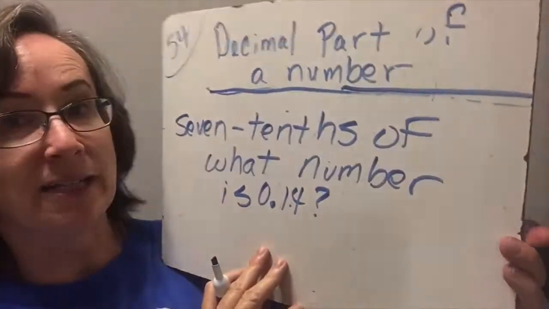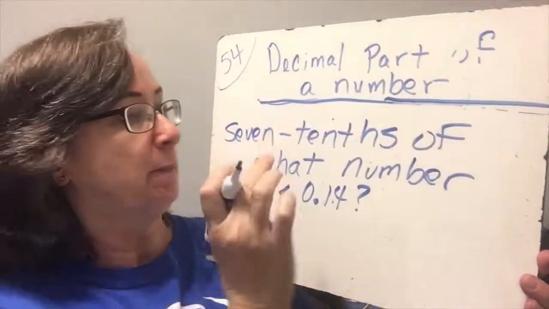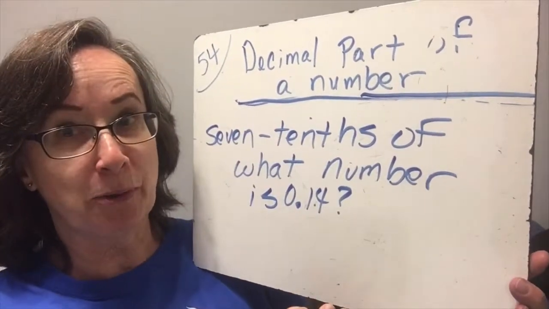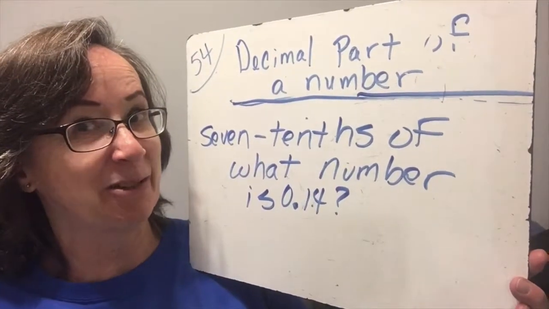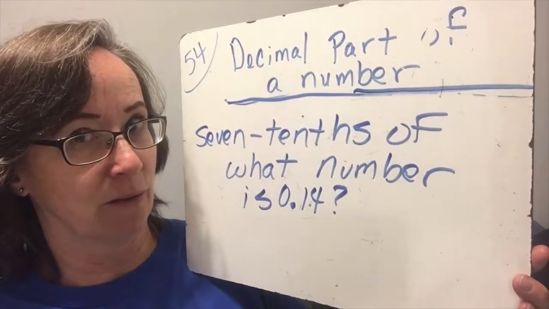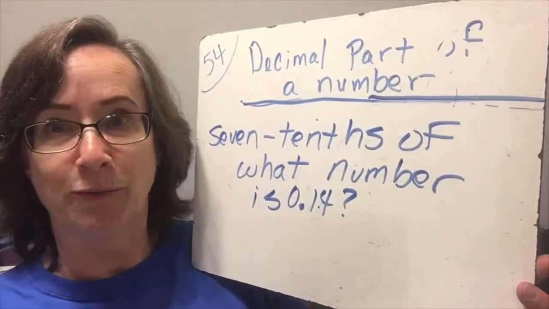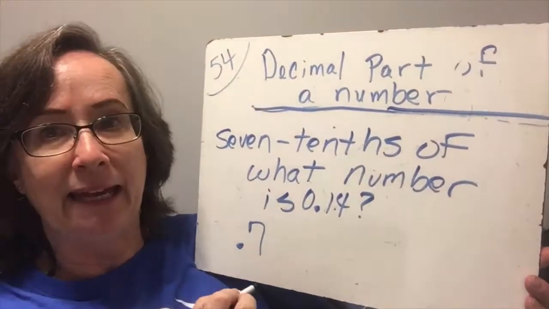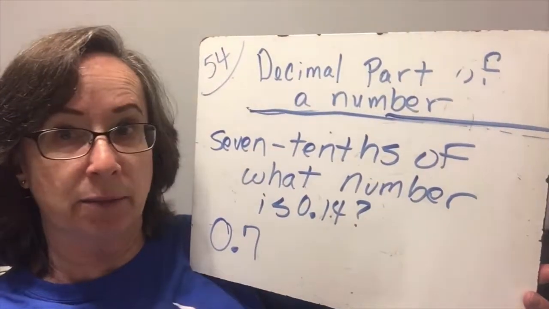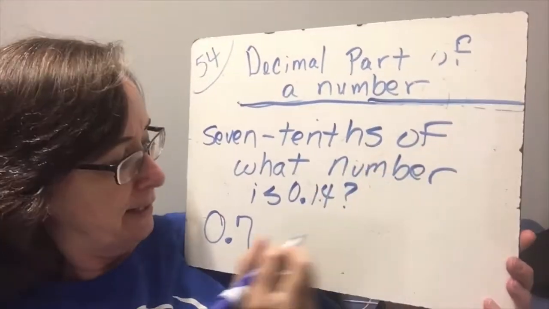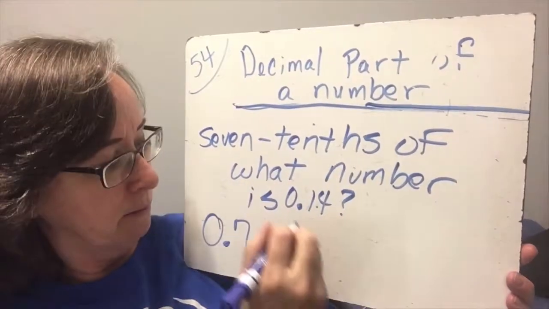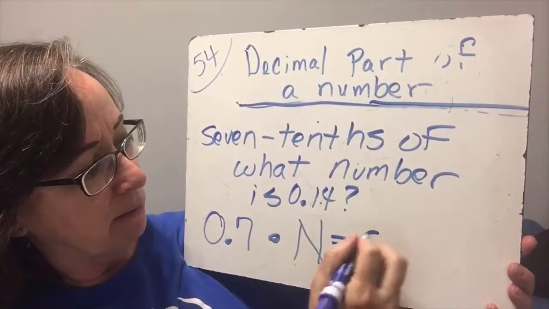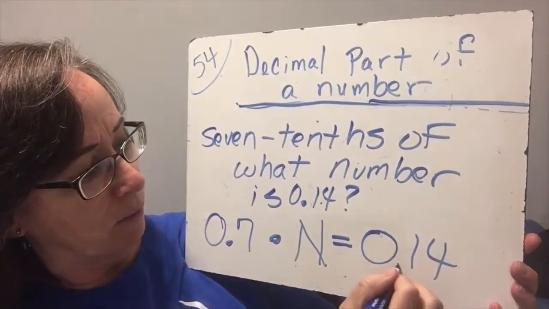Okay, here is your first practice. Since we're doing decimal parts, we're going to go ahead and use the decimal form of 7/10. Make sure that you copy it down and pause your video. Okay, hopefully you did that. So 7/10 is 0.7, and it really doesn't matter. If you want to, you can write 0.7. Of is times. What number, we'll call that n, is equal, and then 0.14.